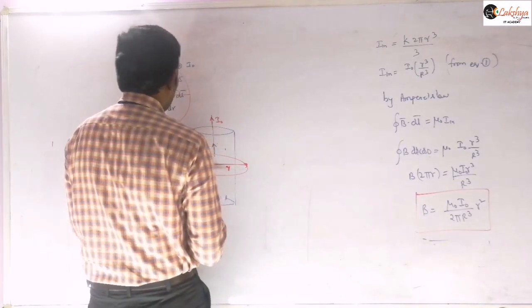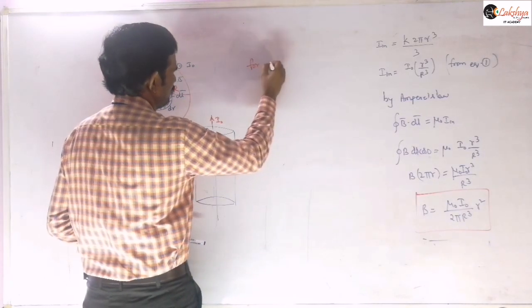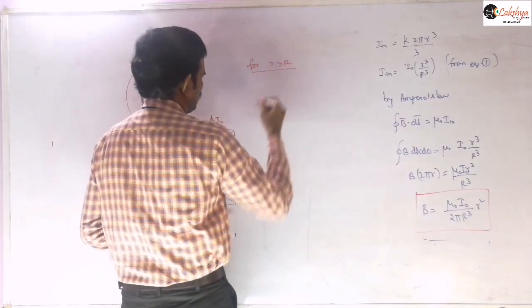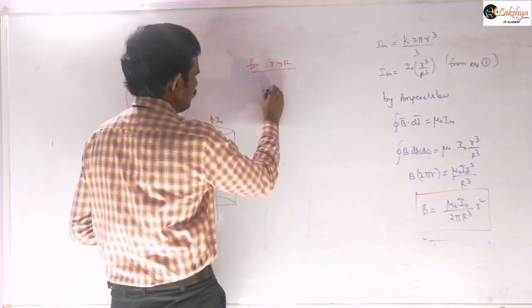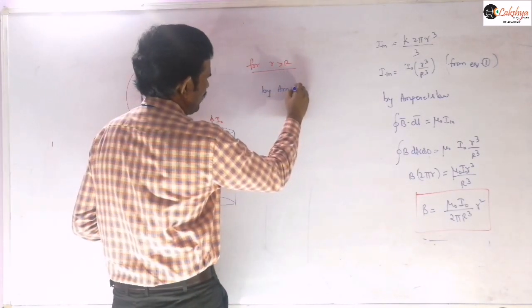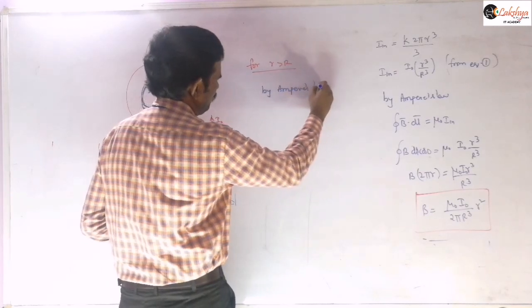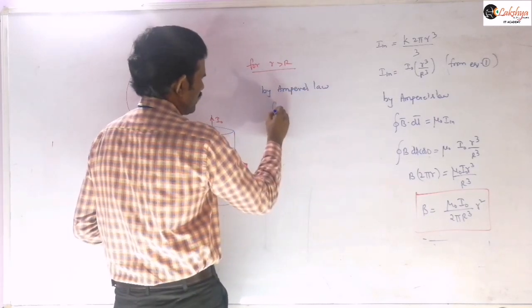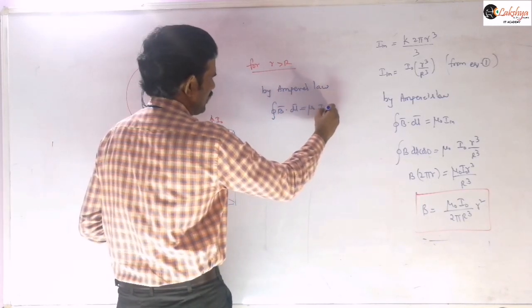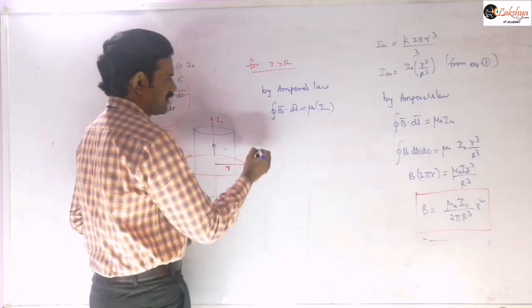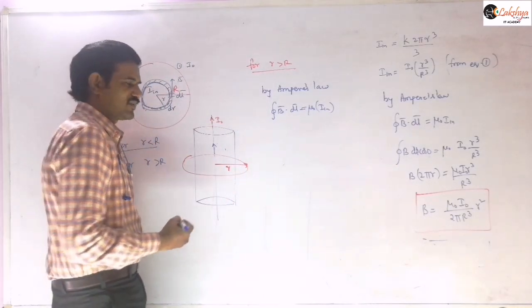Now we are doing this calculation for R greater than R. So let us write by Ampere's law. By this Ampere's law, what we can write is the integral of B bar dot dl bar is equal to mu naught into I enclosed. So we are applying that formula for this case here.